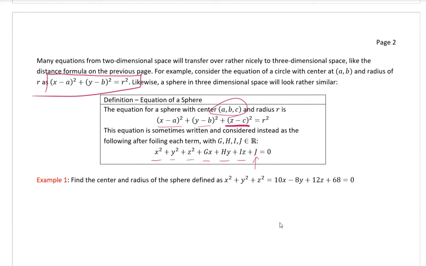The reason I bring this up is because we should be able to take an equation that looks like this and rewrite it into the more standard form for a sphere and talk about where the center and radius is. And that's what I'm going to do in the first example here.